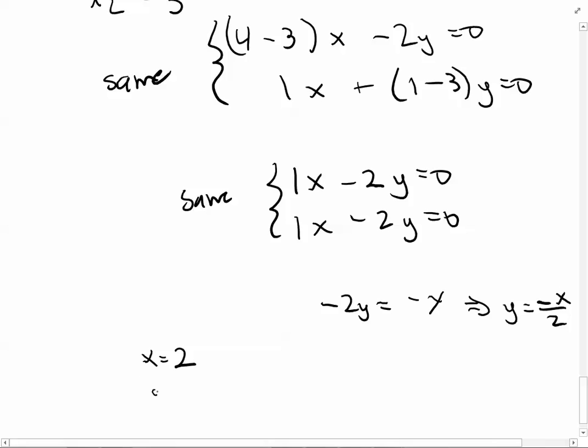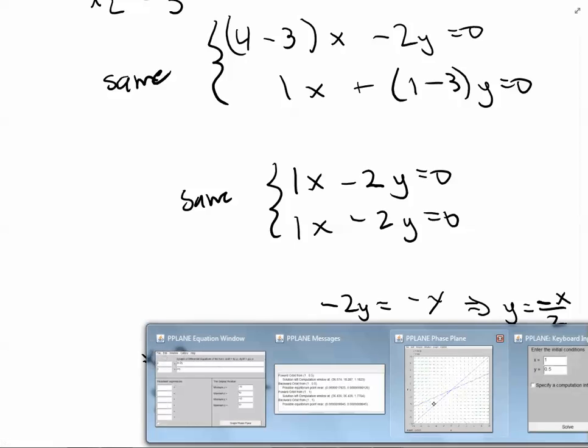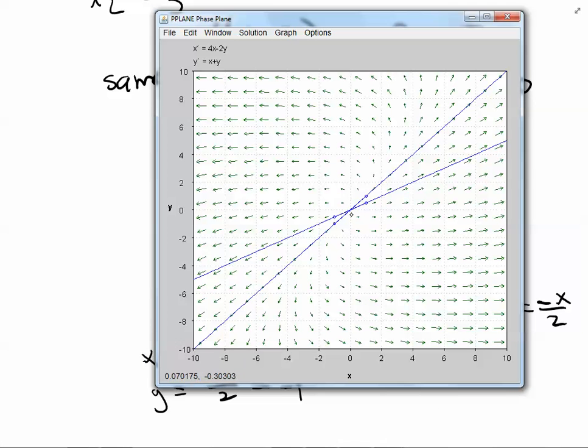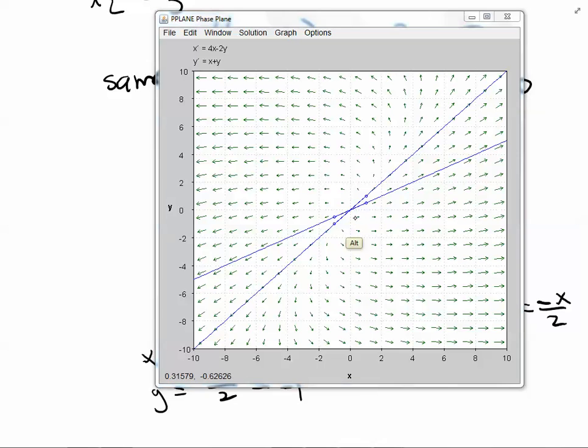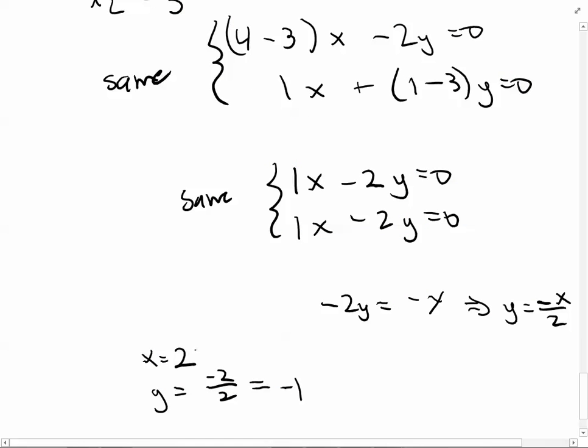So every vector along, let's see here. I also could have picked negative 2 for x, and then I would have gotten positive 1 for y. But basically, we're saying that if you go, excuse me, this should be positive here.